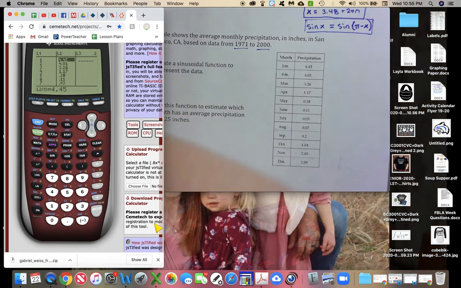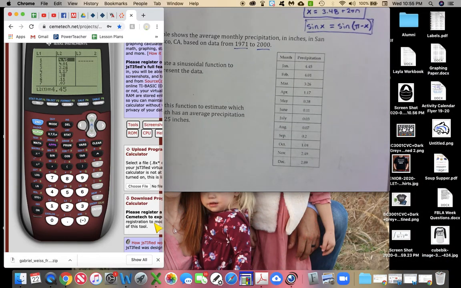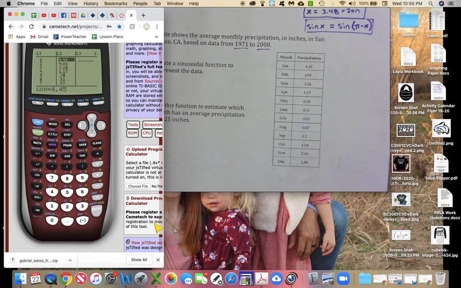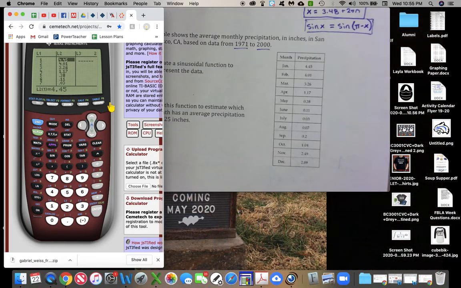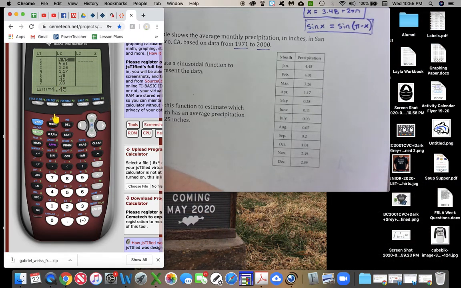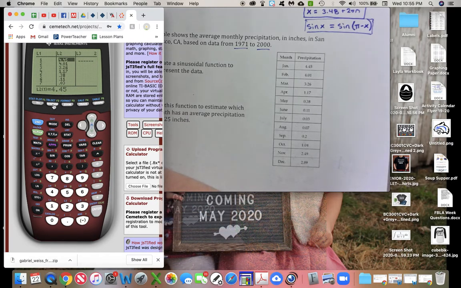So we didn't have very much precipitation in June, July, August, September. And really May is kind of starting to decrease too. All right, so let's see. Do we want to graph this function? Sure. Let's go to our window.